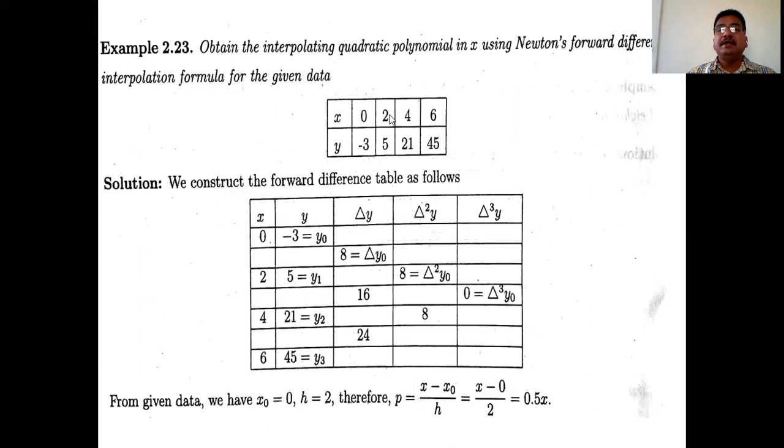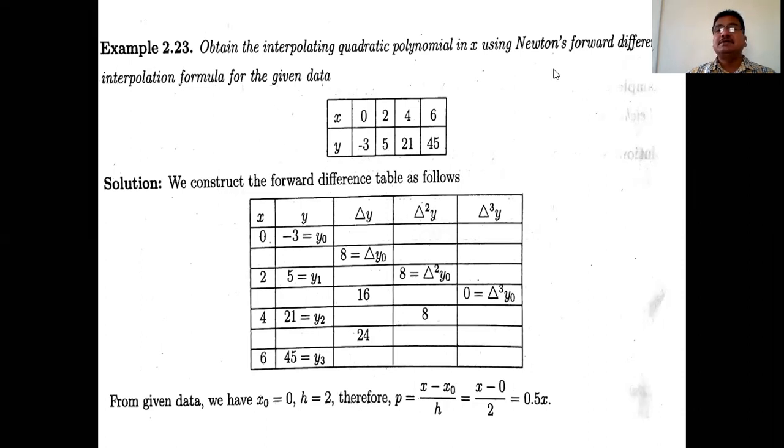So the values of X are equidistant. The distance between 0 and 2 is 2, 2 and 4 is 2, 4 and 6 is 2. So the values of X are equidistant. And here the instruction in the problem is what? Use Newton's forward interpolation formula.